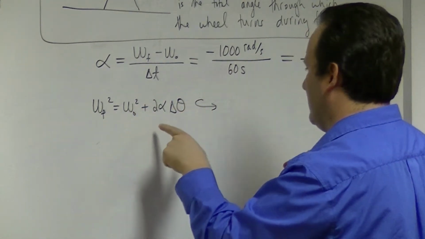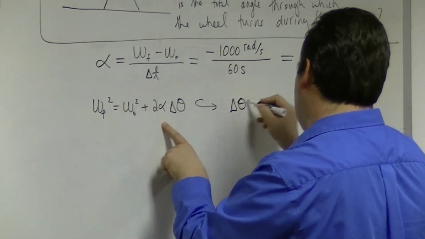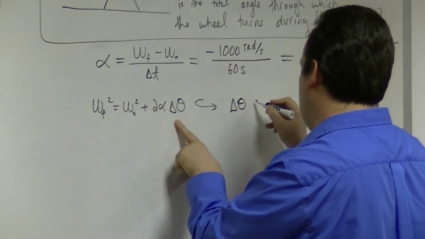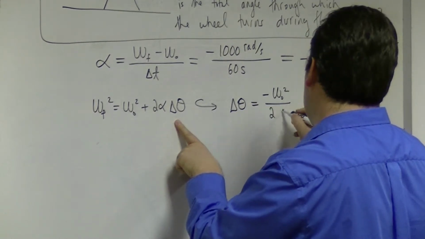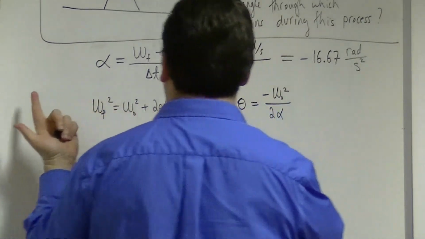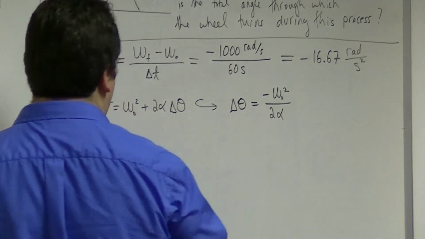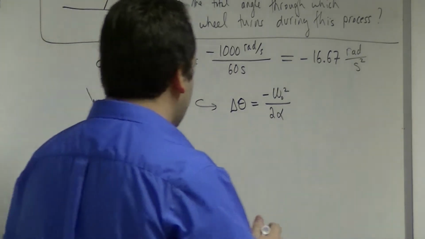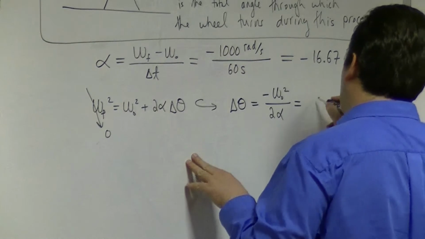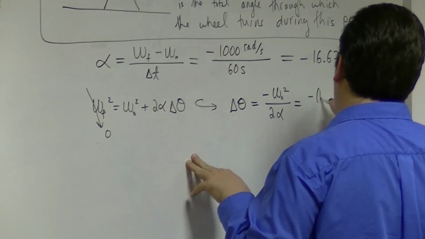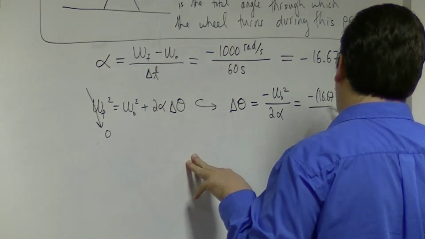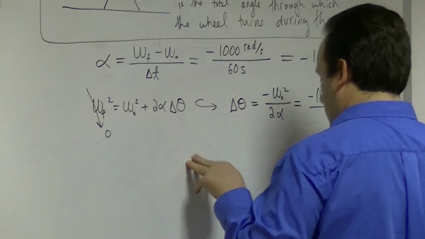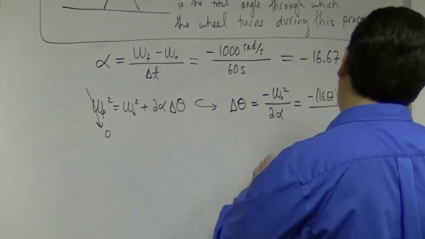Okay, so change in theta is minus omega naught squared divided by 2 alpha, because omega f of course is 0, since the brake stops the wheel. So we've got minus 16.67 squared divided by, I'm an idiot. What was omega naught?